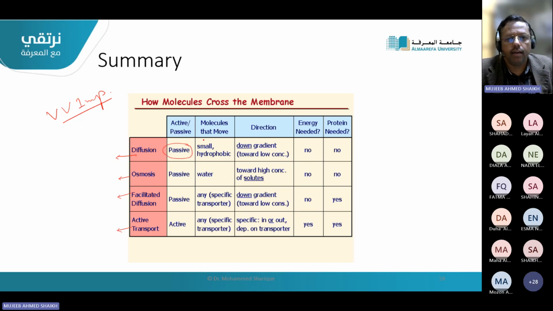Molecules that move are small and hydrophobic, those which don't mix with water. What is the direction of movement? The direction of movement is down the concentration gradient, from high to low side. Very good. Is energy required in diffusion? No. Do we need a protein molecule? In simple diffusion, no.